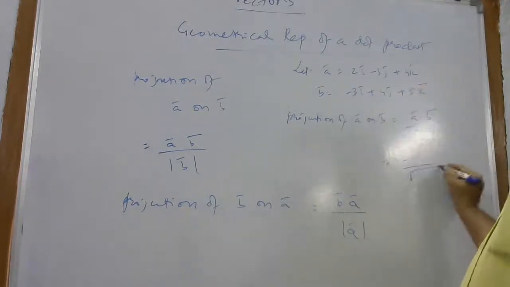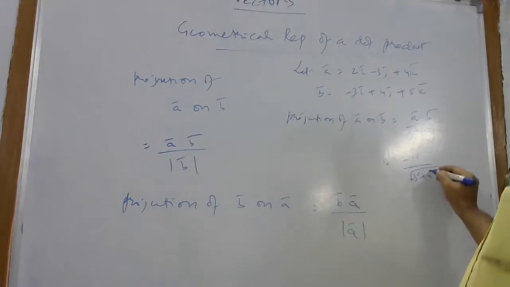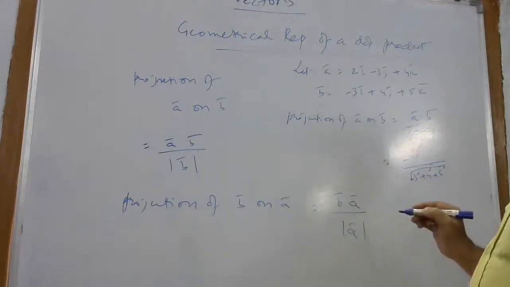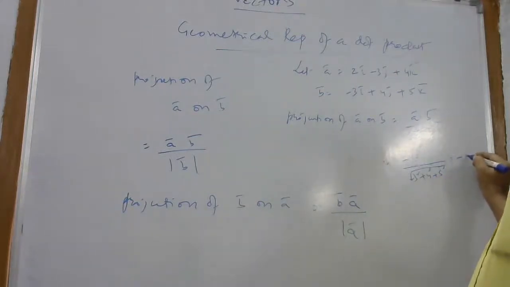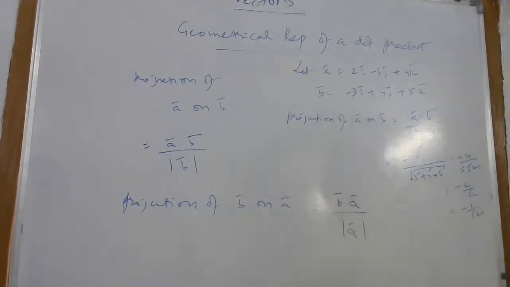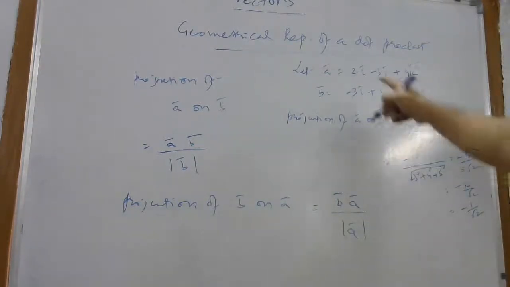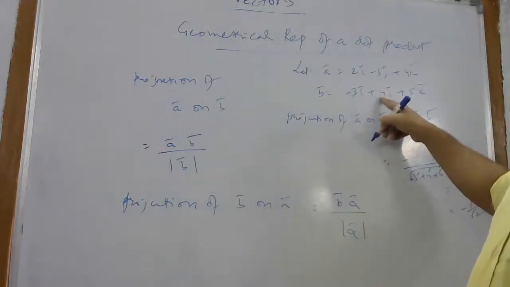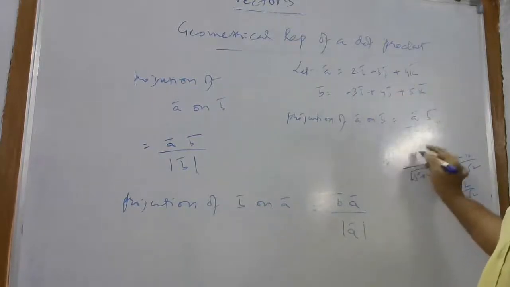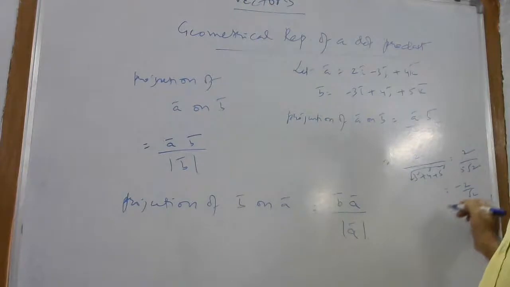So mod b bar is equal to root over minus 3 whole square plus 4 whole square plus 5 whole square: 9 plus 16 plus 25 is 50. So 2 by root 50, that means 5 root 2. Understood? Minus 6, minus 12, plus 20. Minus 18 plus 20 is plus 2. So what comes here? Root 2 by 5. That is the answer.